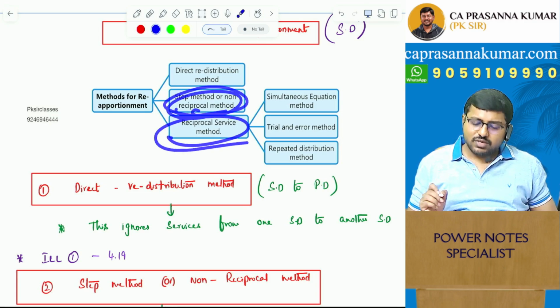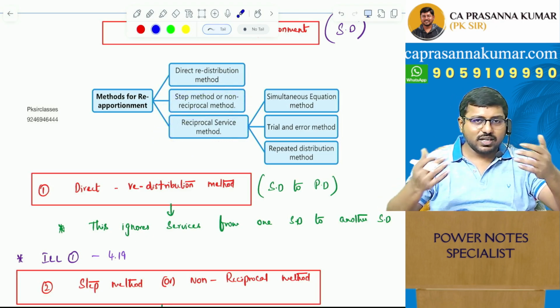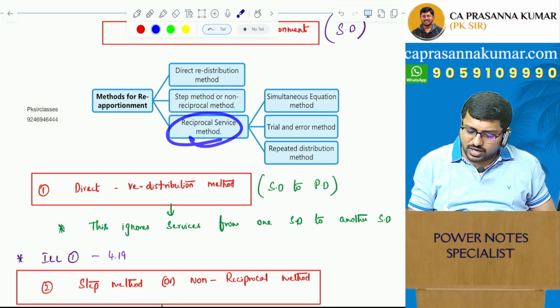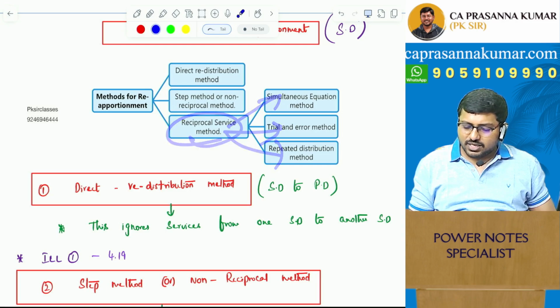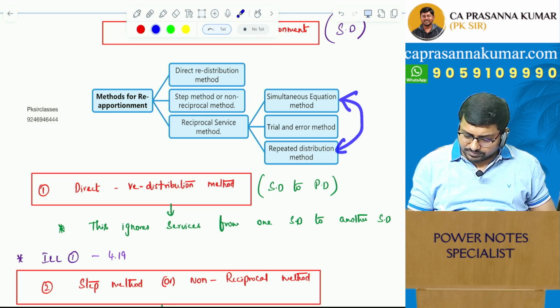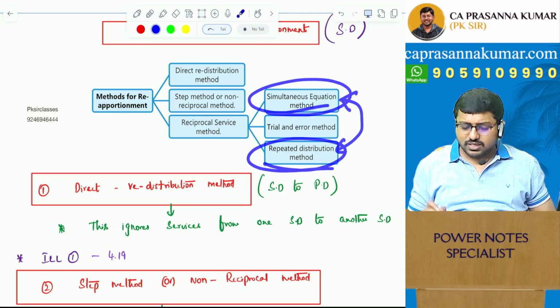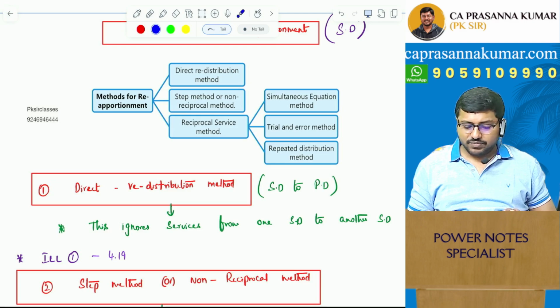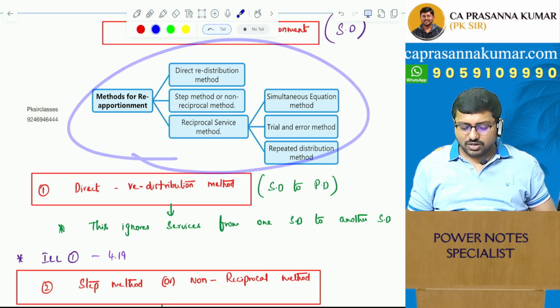In reciprocal services method, both you can give as well as take service. Therefore under this we have three more methods: simultaneous equations method, trial and error method, and repeated redistribution method. Among these, only two methods are important: simultaneous equations method and repeated redistribution method. Trial and error method is not that important. Are we done with this? Now let's start solving sums.